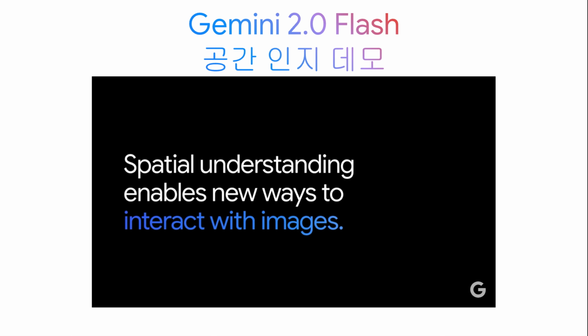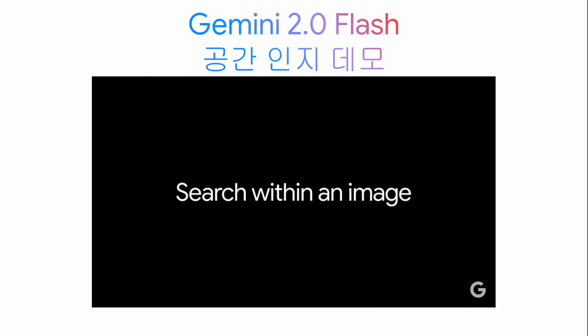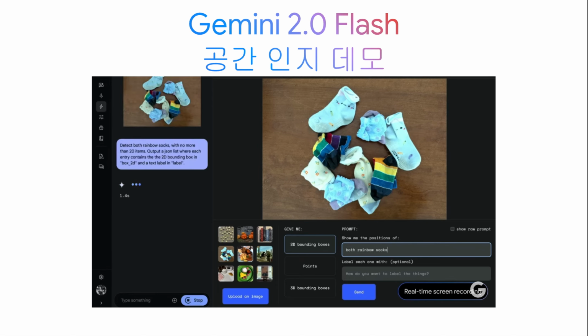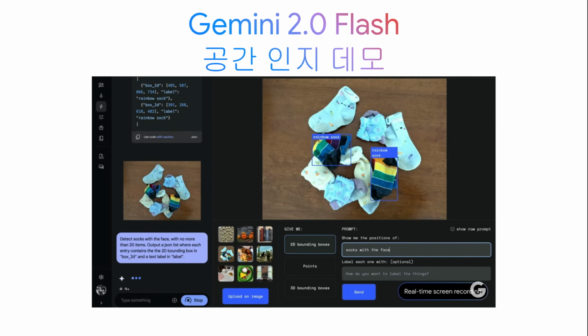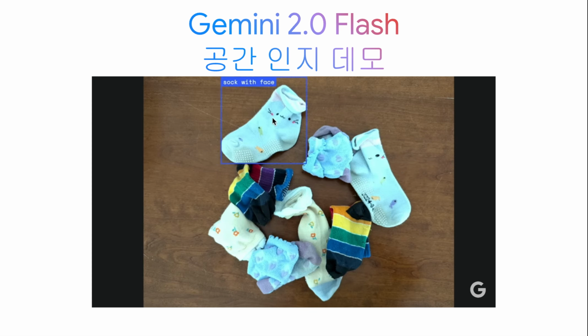Spatial understanding enables new ways to interact with images. It lets models do more than generate text about an image. Gemini 2.0 can search within an image. You can give it this image and see if it can find both rainbow socks. The model finds the matching pair. You can even ask it to find the socks with the face. And it finds those too. This was a particularly neat result because you'll see the faces are really small and obscured. Like all models, it won't always get everything right, so you can try your own prompts to see what works for you.